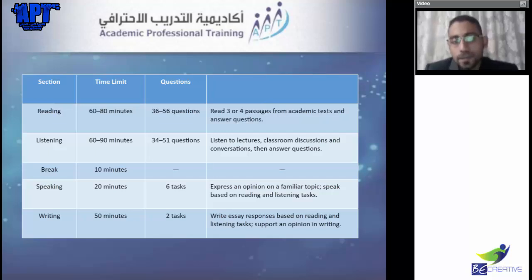The minimum for the reading is 60 minutes. Why? You have like 3 to 4 passages and you have 56 questions. If you give each question 1 minute, you have 4 minutes to just keep reading the passage. And that's wrong. That's not true. So you need more than this to skim read the passage, to scan the passage, to read for details, to go for the inference, to go for references. All of these are skills related to the reading.